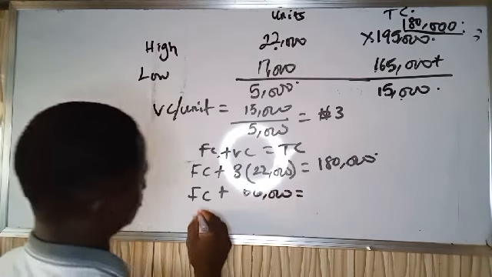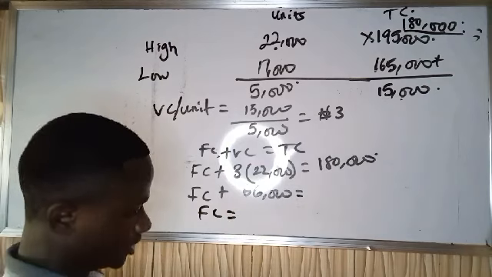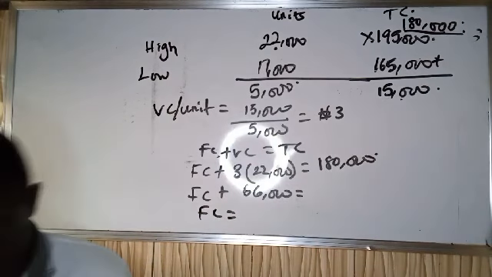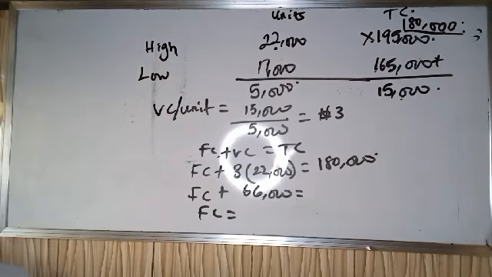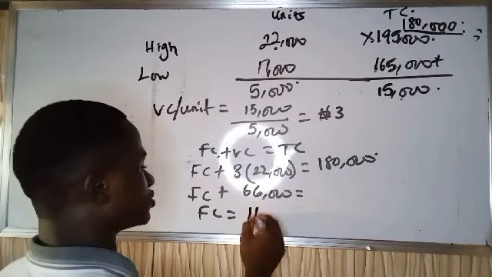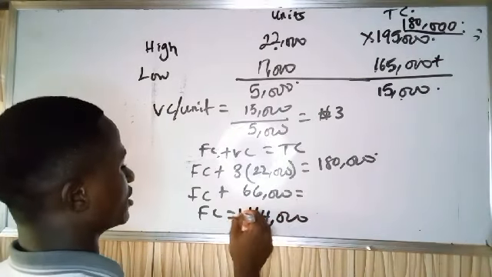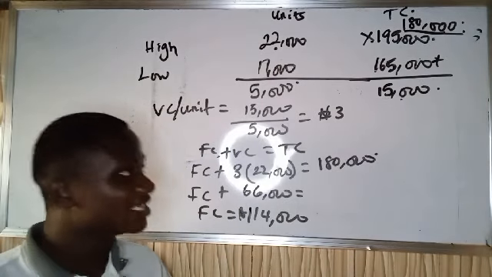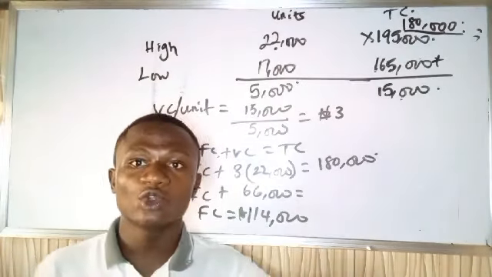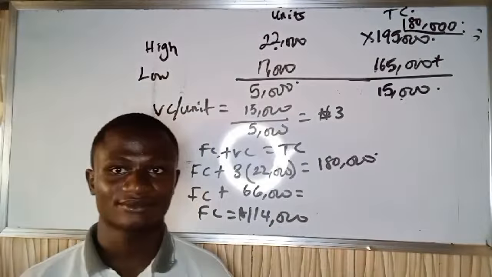66,000. So my fixed cost will now be 180,000 minus 66,000. That's 114,000. So my fixed cost is 114,000. This fixed cost that we get now is for the lower level of activity.